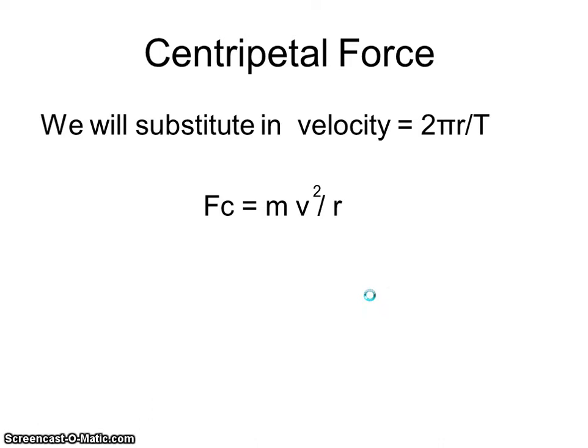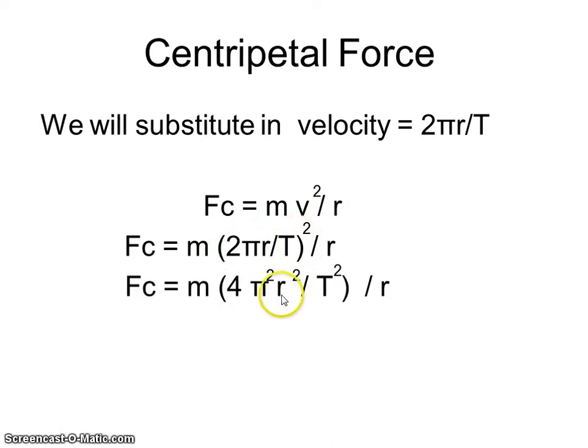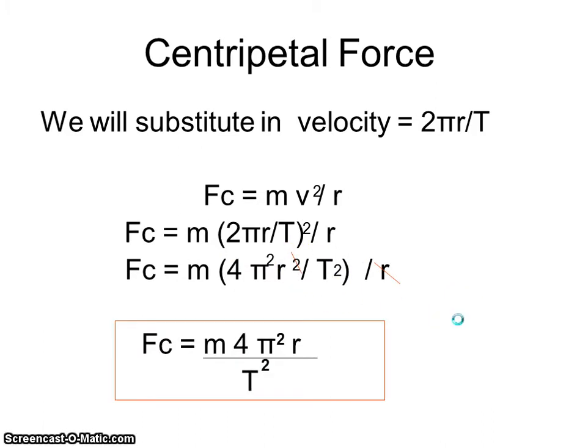But now we'll use a little substitution method to get our other equations. So what is the velocity? Velocity is distance divided by time. Since we're going around in a circle, the distance is the circumference of the circle. So 2 pi r is the circumference, the distance, divided by the time period, how long it takes to go that one loop. Now let's substitute that in for velocity, but we have to square it. With a little bit of algebra, things start to cancel out, and that leaves us with our second centripetal force equation: m times 4 times pi squared, and we can use 3.14 to represent pi, times the radius divided by the period, how long it takes to go once around, squared. So now we have two centripetal force equations.